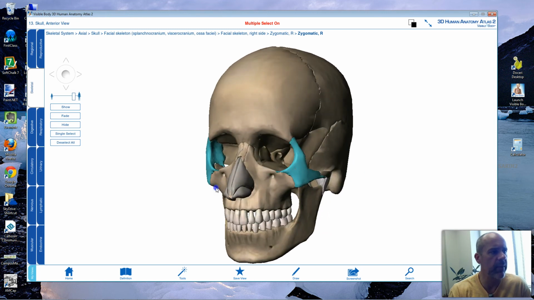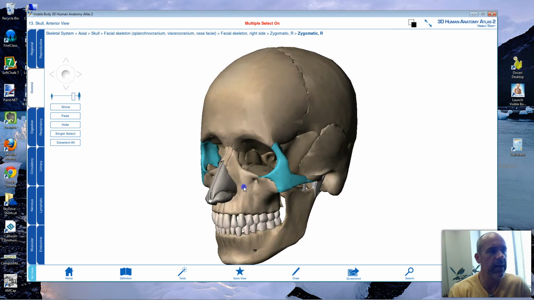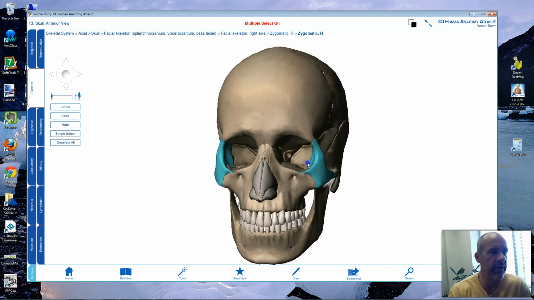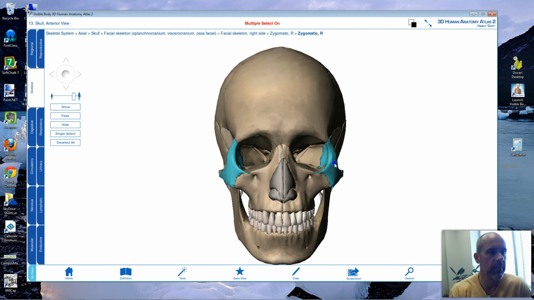Also, your zygomatic bones, if we rotate the skull around this way, you can see where they're highlighted there. They have a kind of complex shape, and they form part of the lateral interior walls of the orbital cavities on each side. All right, so they're pretty straightforward.